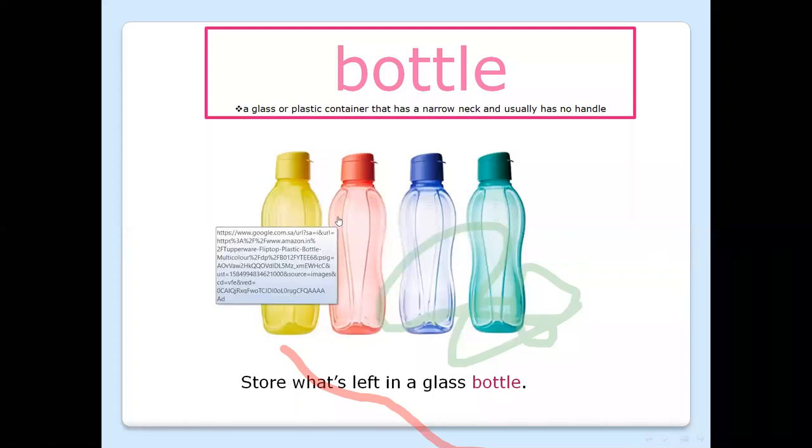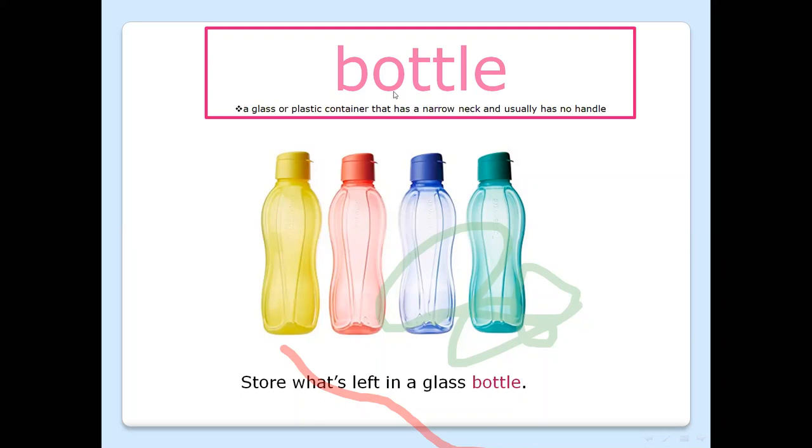Why did we double the T here? Because we have L, E after the T. This is why we double the T.